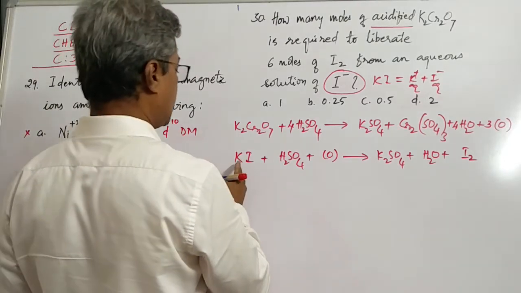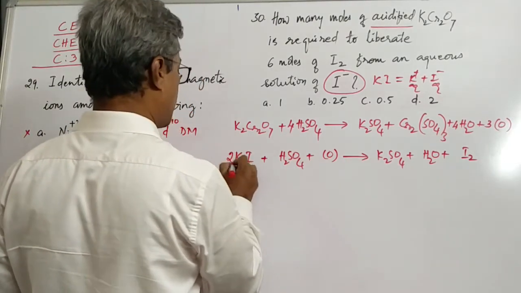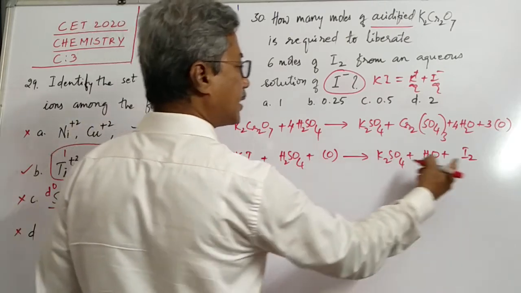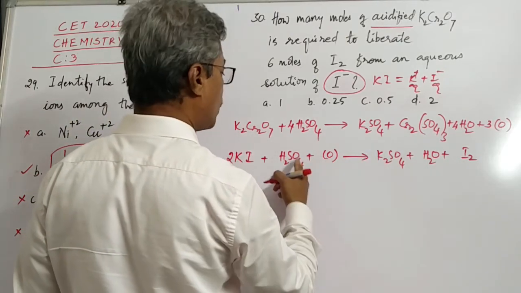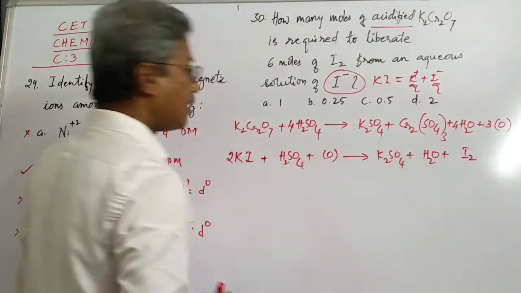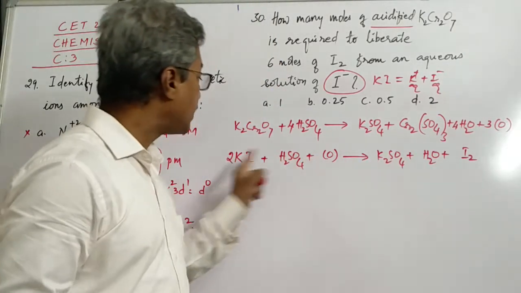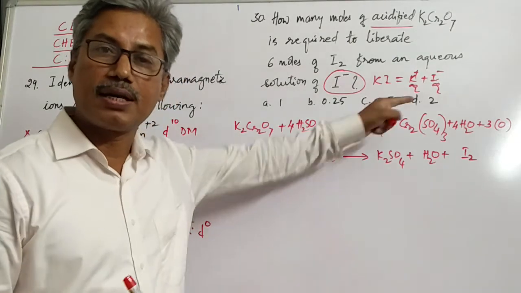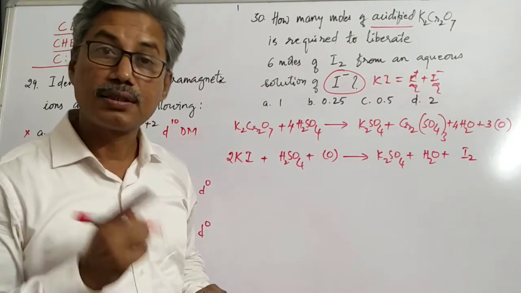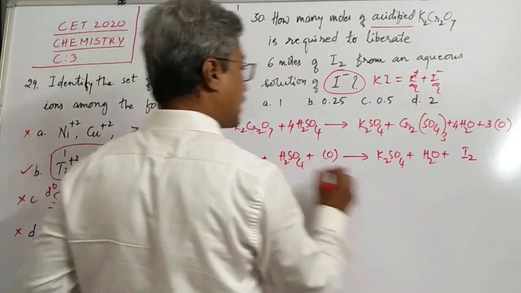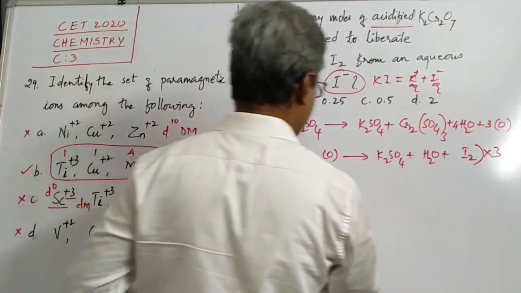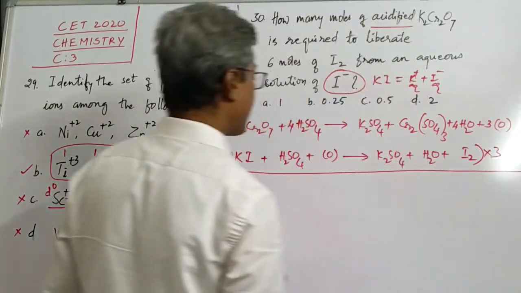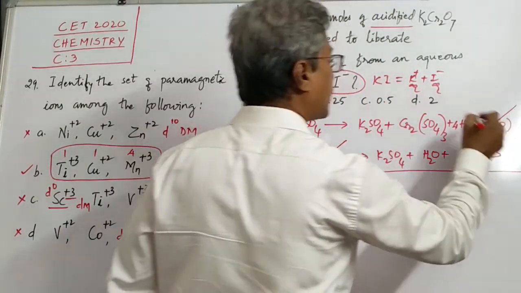Now check whether it is balanced. See here. 2K, yes, 2K. I2, yes, I2 balanced. H2, H2 balanced. S balanced. O, 4 plus 1, 5. Well, this equation is balanced. It means that this equation has utilized only 1 O, but in the first equation we notice 3 O's are released. That means this has to be multiplied by 3. To write the resultant equation, we add these 2 equations. The 3 O's and 3 O's get cancelled.